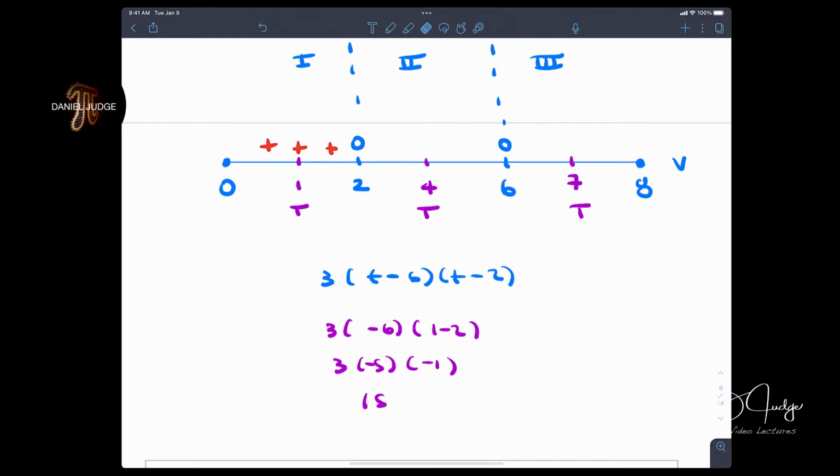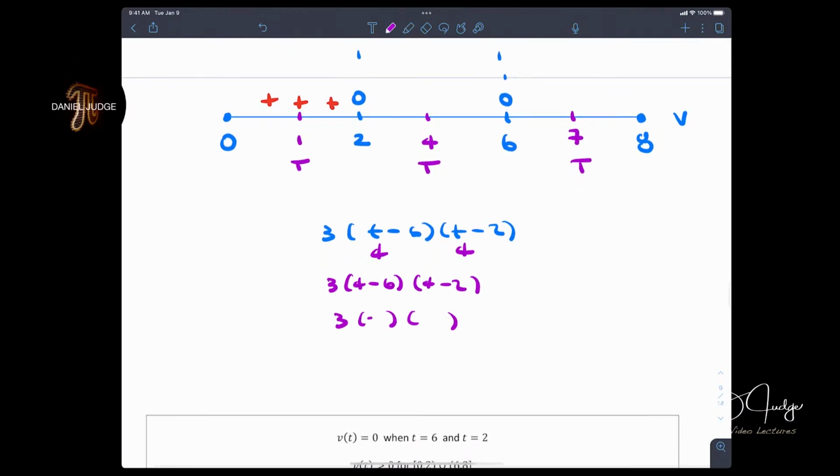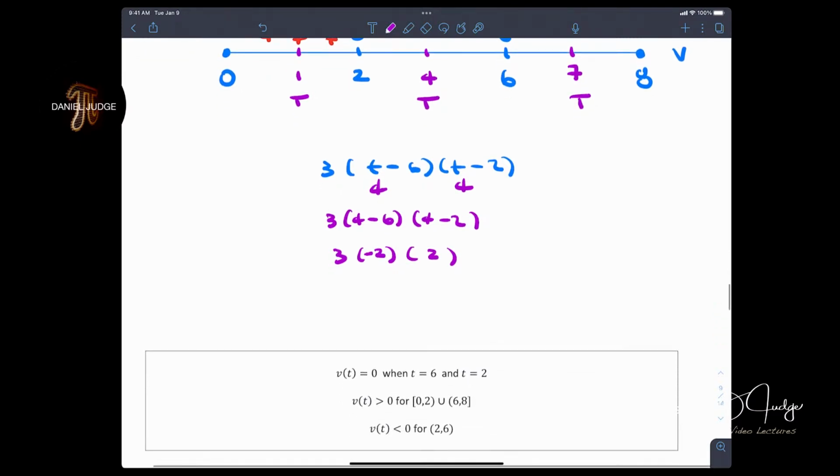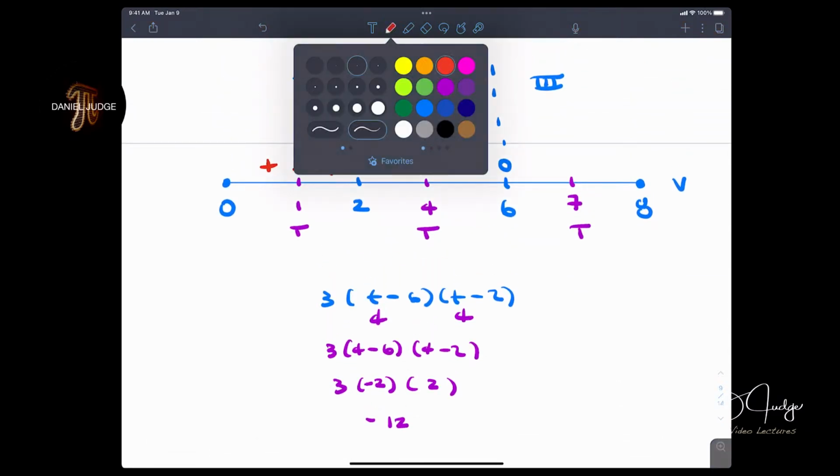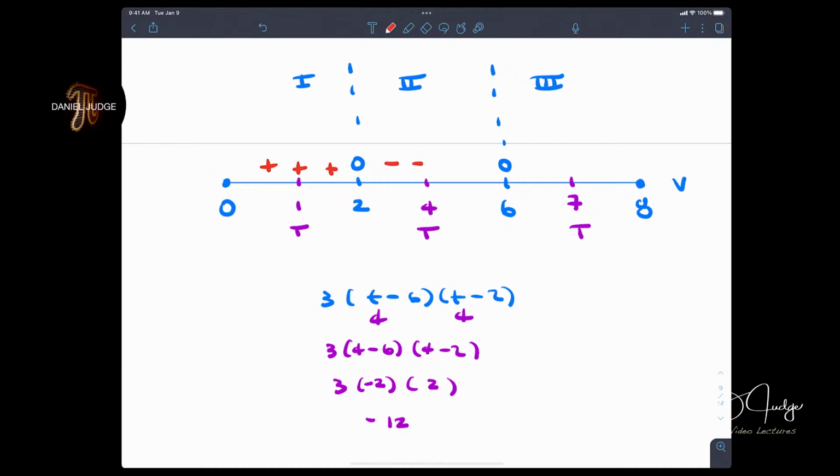Change your test point now. Testing region 2 by the test point of 4, a number clearly in region 2. 4 minus 6 is negative 2. 4 minus 2 is 2. So we get 3 times negative 2 is negative 6, times 2. This is negative 12, ladies and gentlemen. So region 2 is negative. So this is how we test region 2.